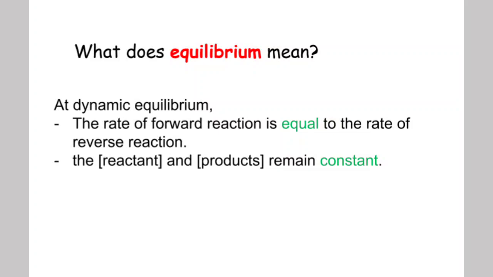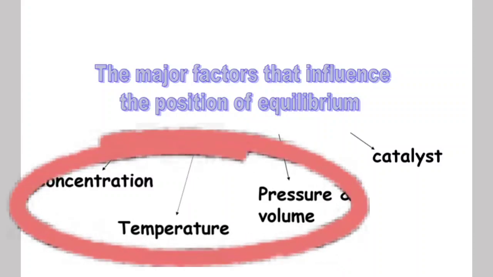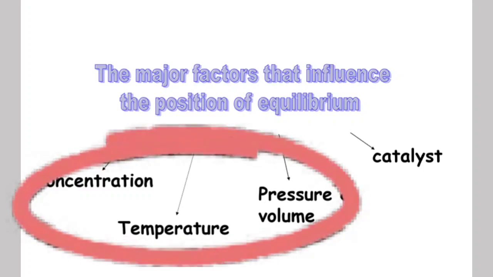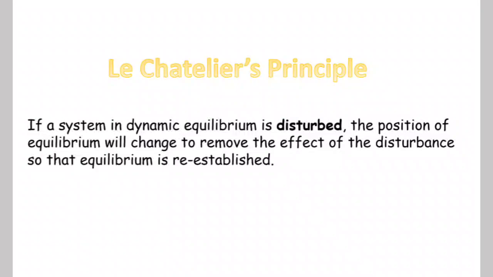In this video, we want to discuss three major changes that we can impose on the system, and Le Chatelier's principle, which is the principle that we will use to predict what would happen to the system if it is disturbed. Basically, Le Chatelier's principle is straightforward: if a system in dynamic equilibrium is subjected to a change that disturbs it, the system will respond accordingly to re-establish the position of equilibrium.